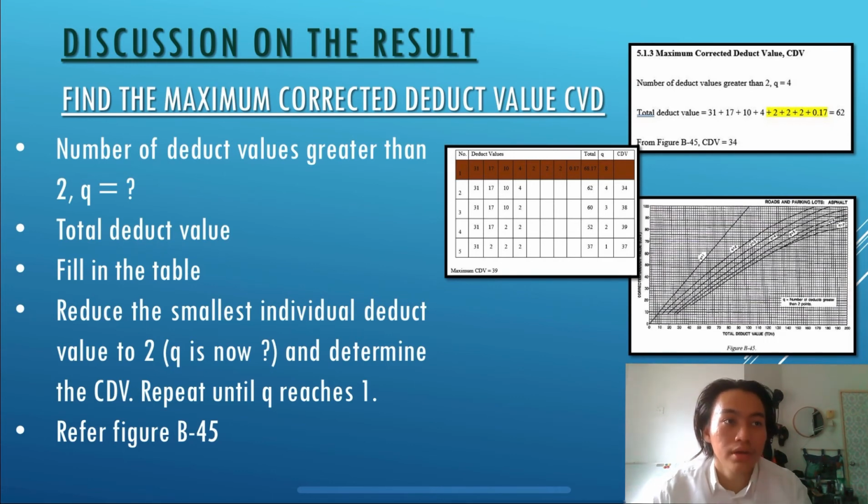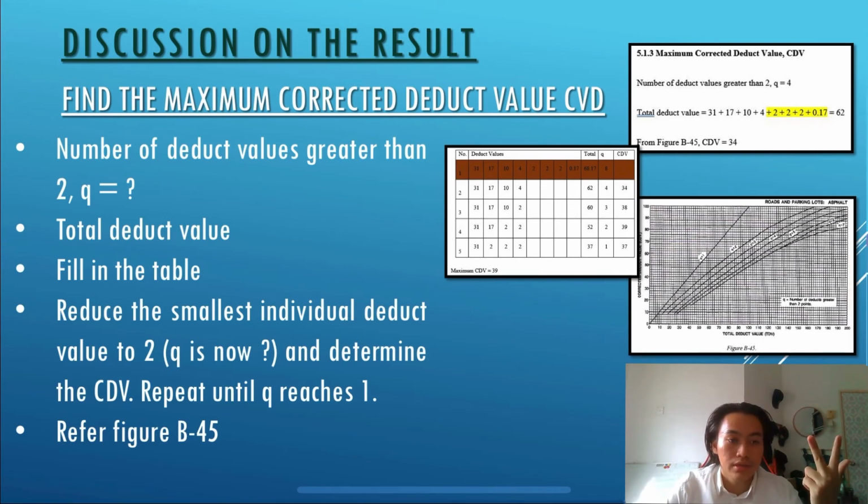Okay, from that example, we have 5, 4, 3, 2, 1. For the first row, we put 5, 4, 3, 2, 1. And then the second row, we put 5, 4, 3, 2, 2. The third row, we put 5, 4, 3, 2, 2 also. And for the fourth, we put 5, 4, 2, 2, 2, and then we continue until the first column. Then we put the last row in the table as Q1, and the second last row as Q2, and continue until the first row in the table.